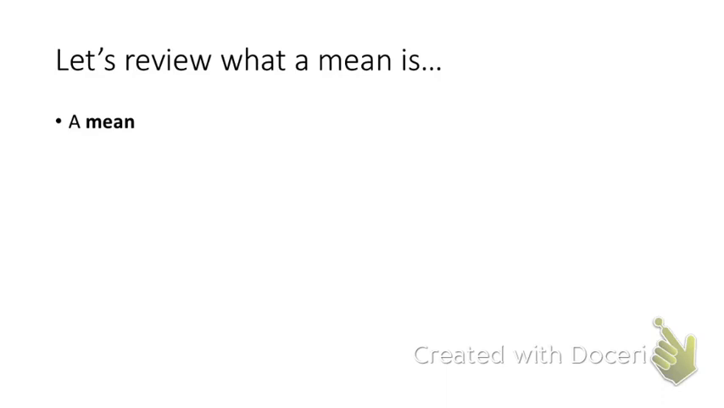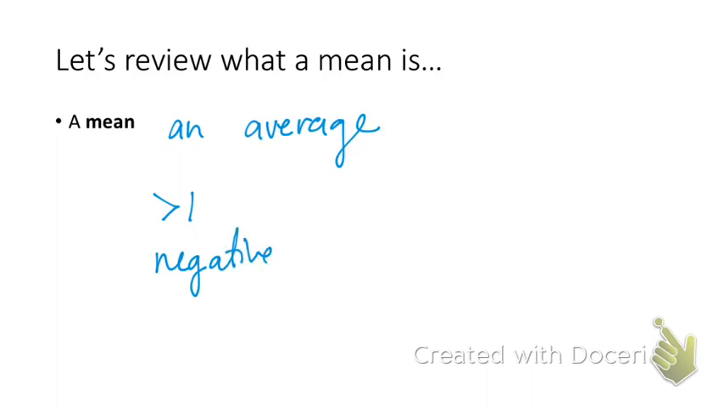And when you hear the word mean, what do you think of? An average. What's the difference between that and a proportion? Proportion is like a part. Yeah, proportion is like a part of a whole, so it's usually written as a decimal or percentage. A mean can be any number. It could be bigger than 1. It could be negative. And it always has a standard deviation attached to it.